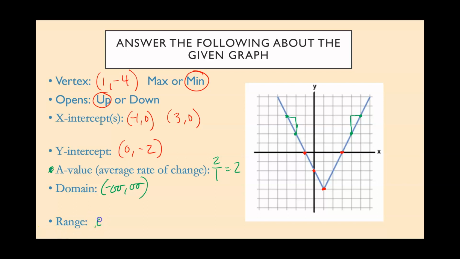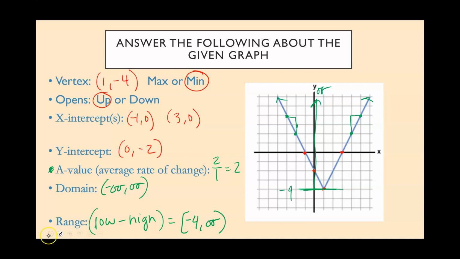Your range is how low to high. Okay, that's your range. My lowest y value is right here, which is negative 4. And then how high does this graph go? Well, it goes off the graph, so we're going to say that is positive infinity. So my range here is -4 to positive infinity.